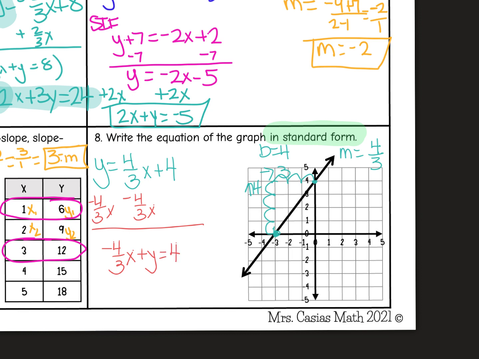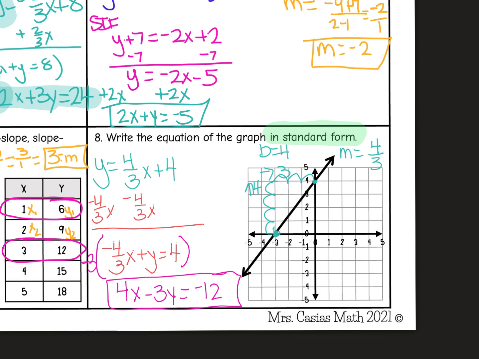Okay. And hopefully you've noticed, well, we got one more step to do because not only do we have a fraction, but we also have a negative. So I'm going to multiply everything, the entire equation, by the negative 3, which would leave me with 4x minus 3y equals negative 12. And there is that equation for the line in standard form.